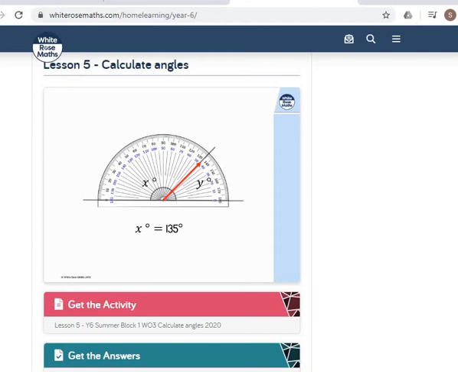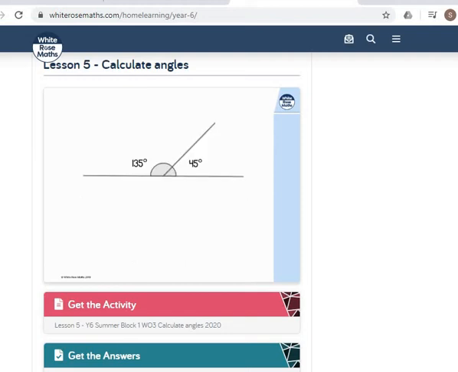How many more will I have to get to the next line? I'll carry on the turn. Again, I can measure that one. It's gone from 135 to 180. That must mean that y is worth 45. I'm noticing something here. 135 plus 45 sums to 180 degrees. I can see that these two angles are both on a straight line, so the total must be 180 degrees.